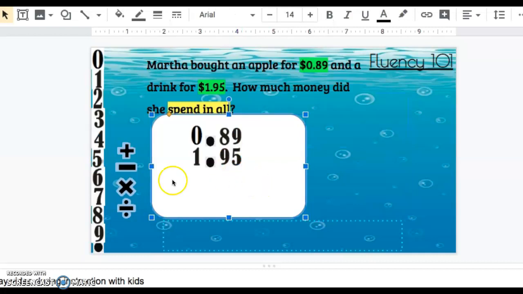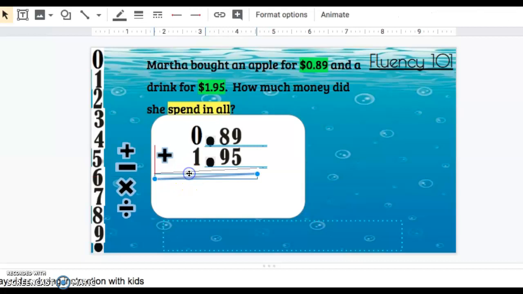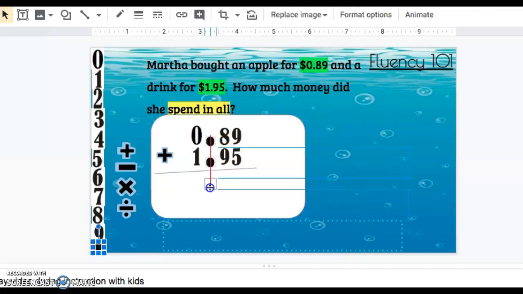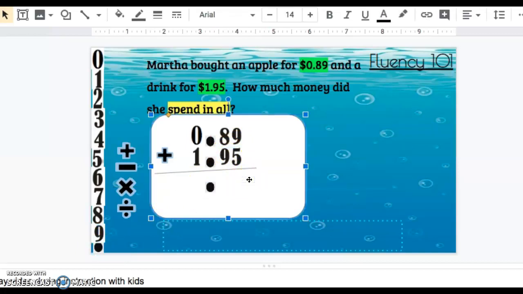Okay, so I have 89 cents plus, remember we're adding, $1.95. So I'm going to draw my line underneath it. There's my line. And now I'm going to begin to add. But before I begin to add, remember we got to drop that decimal like it's hot. So we're going to drop our decimal point down before we begin adding. Okay, so I dropped it like it's hot.